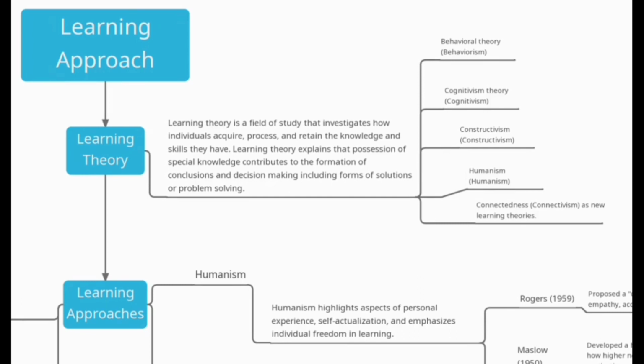Learning theory is a field of study that investigates how individuals acquire, process, and retain the knowledge and skill they have. From the learning theory is from the learning approach that divided into 4 kinds. They are behaviorism, cognitivism, constructivism, humanism, and connectivism, which will be delivered in the next part.